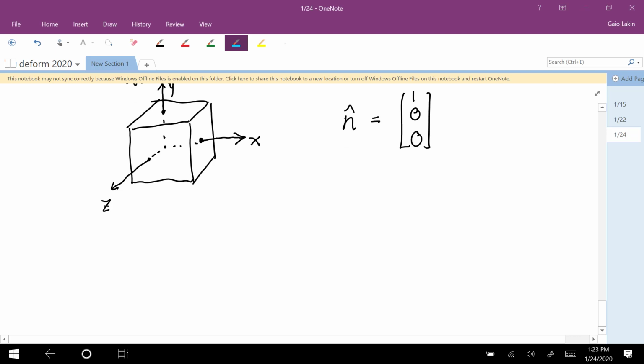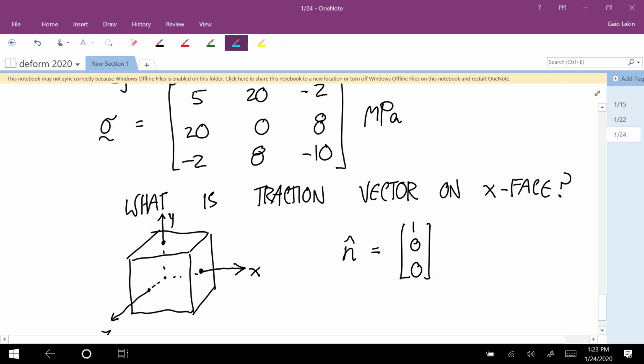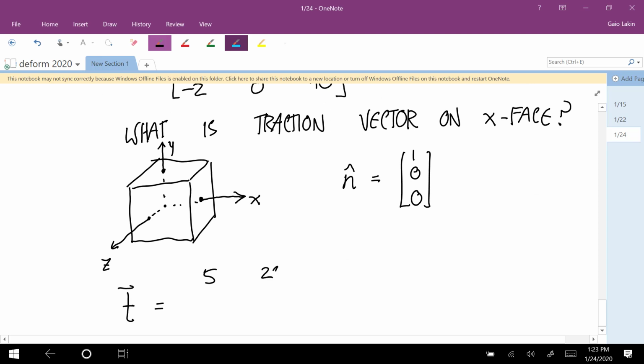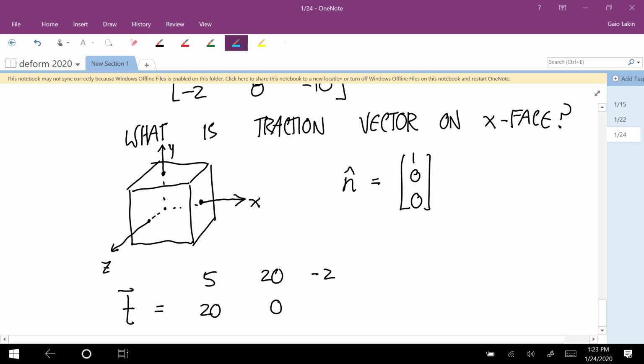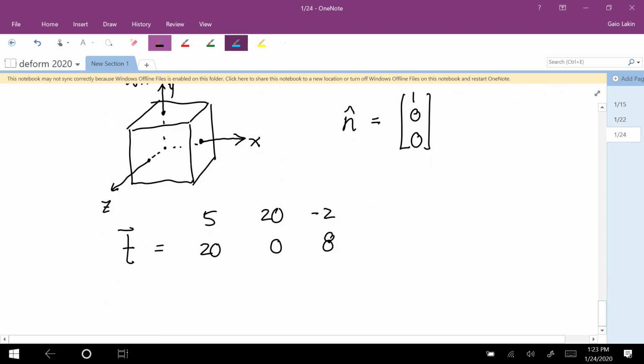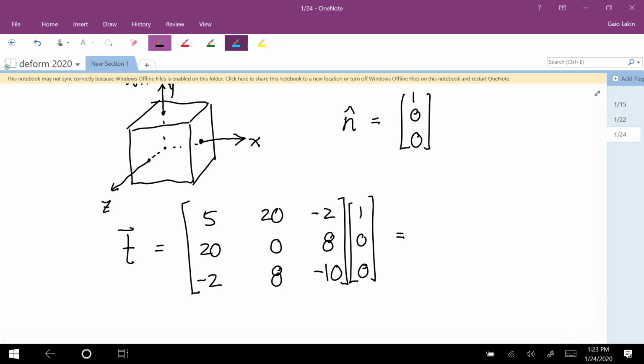And so the traction vector is, okay, so I got 5, 20, negative 2, 20, 0, 8, negative 2, 8, negative 10. And I'm multiplying that by 1, 0, 0. Yeah, the vector is on the right. If I put it on the left, you wouldn't be able to multiply.